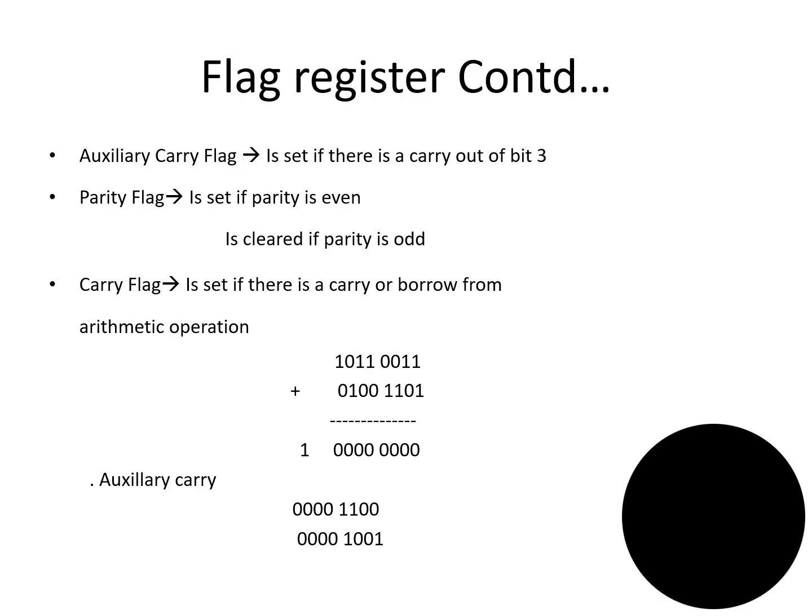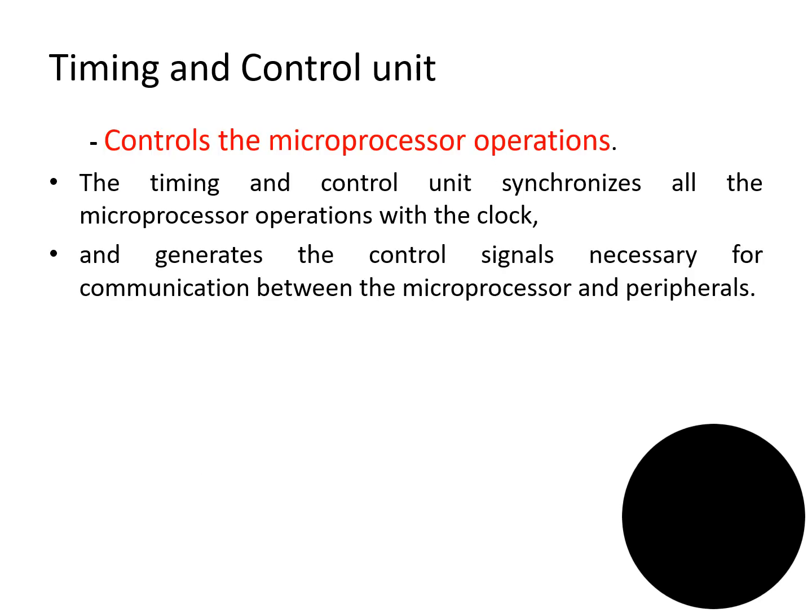The concept of the flag register is that whatever result is processed by the processing unit, which is the arithmetic and logical unit, the status of the result obtained by the microprocessor will be stored back into the flag register.